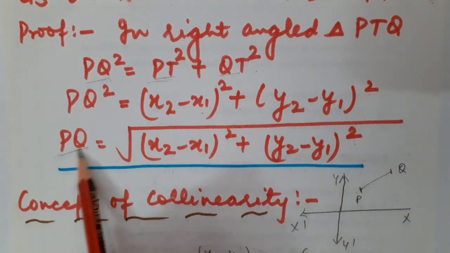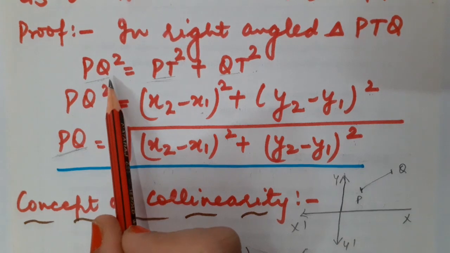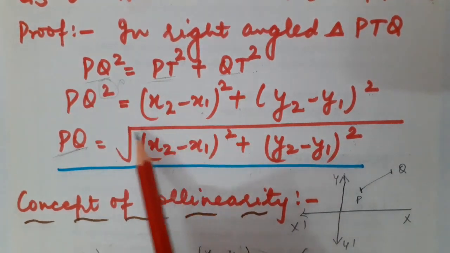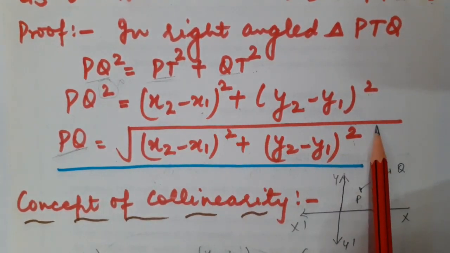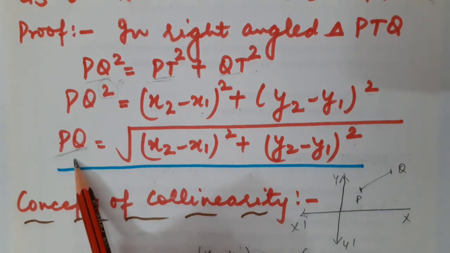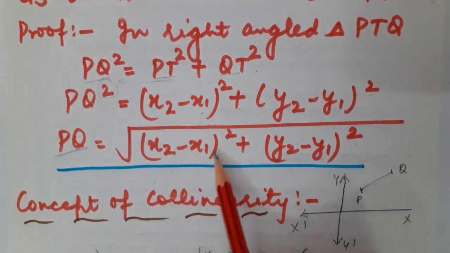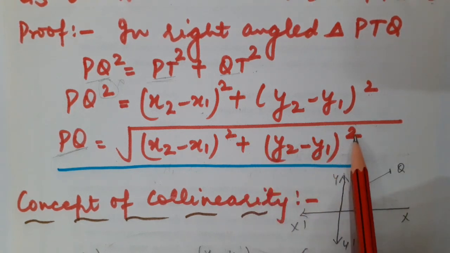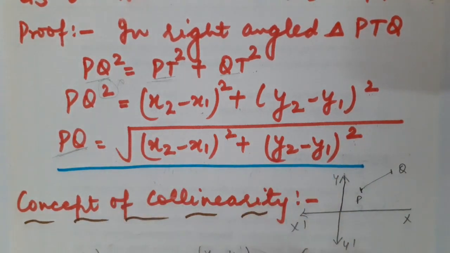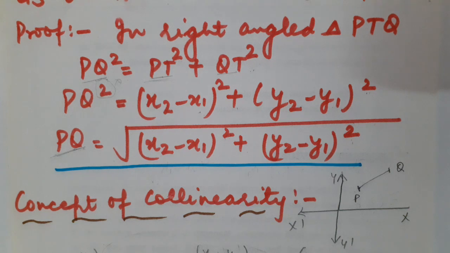But I have to calculate the distance PQ. So definitely this square will be removed, and we will get the square root here. So this is the way to calculate the distance formula. PQ is equal to the square root of (x2 minus x1) whole square plus (y2 minus y1) whole square. Correct students?